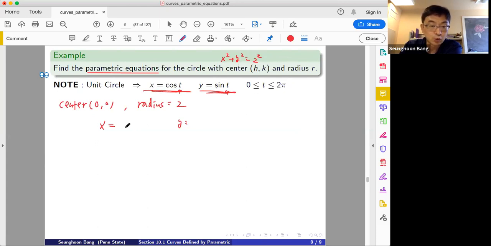It's not difficult, only multiply by 2. We have x equals 2 cosine of t, and y equals 2 sine of t. This is the idea. This is true. You can check. You can scale both sides.